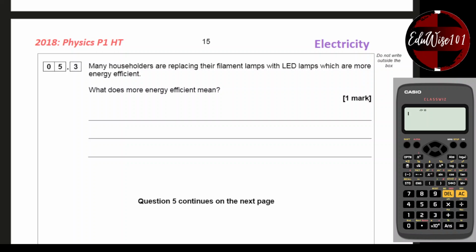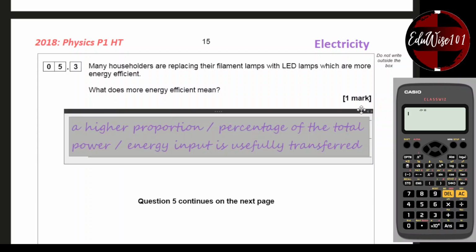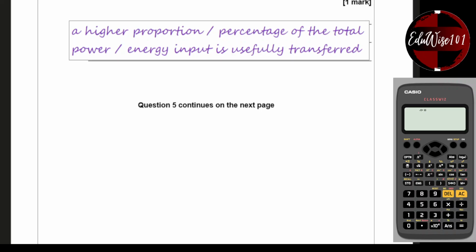Question 5.3. Many householders are replacing their filament lamps with LED lamps, which are more energy efficient. What does more energy efficient mean? More energy efficient means less energy is actually wasted, or a higher proportion of the energy is actually being converted to useful energy. So, a higher proportion or percentage of the total power or energy input is transferred usefully.